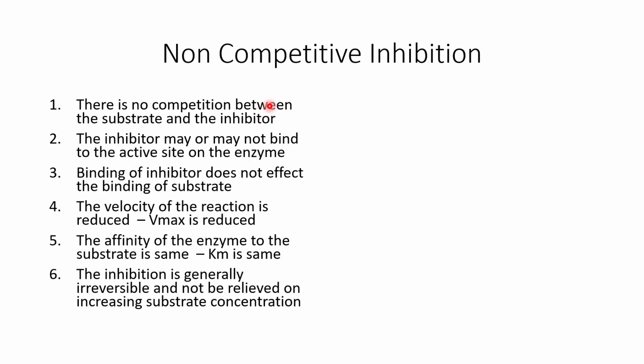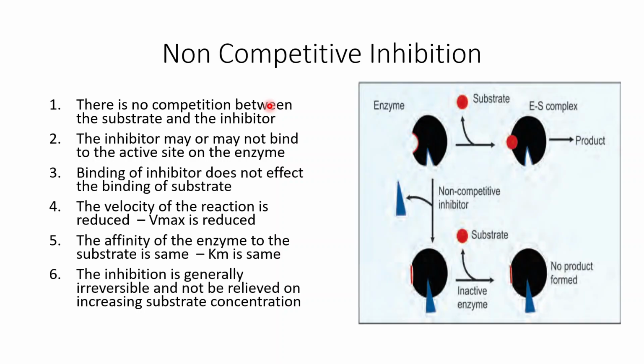Next we have non-competitive inhibition. In this type of inhibition, as the name suggests, there is no competition between the substrate and the inhibitor. We have the enzyme, we have the substrate. It forms the enzyme substrate complex and product. Then if we add an inhibitor, the inhibitor binds to a site which is different from the active site. So there is no competition between the inhibitor and the substrate. The binding of the inhibitor does not affect the binding of the substrate.